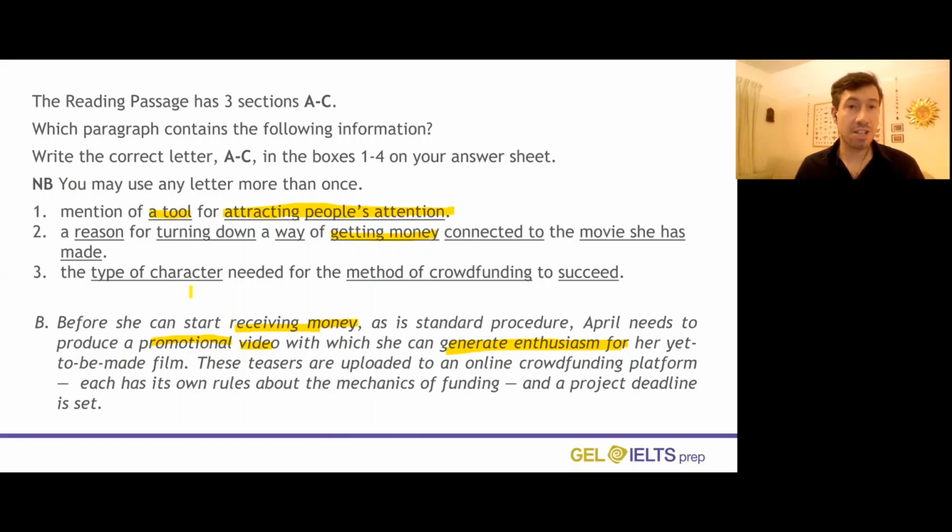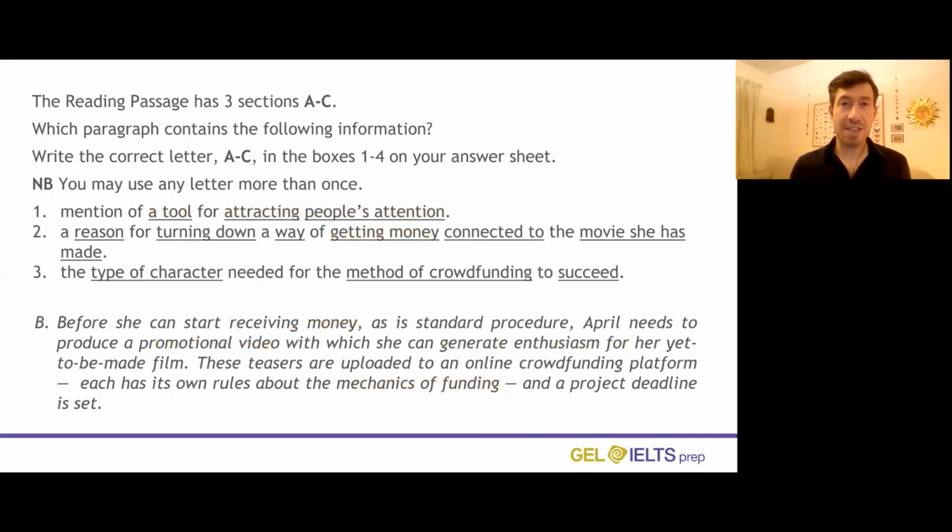So it looks like number 1 is the correct answer because we can see that it's got a tool, synonym video, attracting people's attention. Well, it's a promotional video, and it's generating enthusiasm for her film. If we keep looking, we can actually see as well that we've got mechanics of funding and getting money. They're synonyms, but again, this is a distractor. So just be careful of just looking for those keywords.